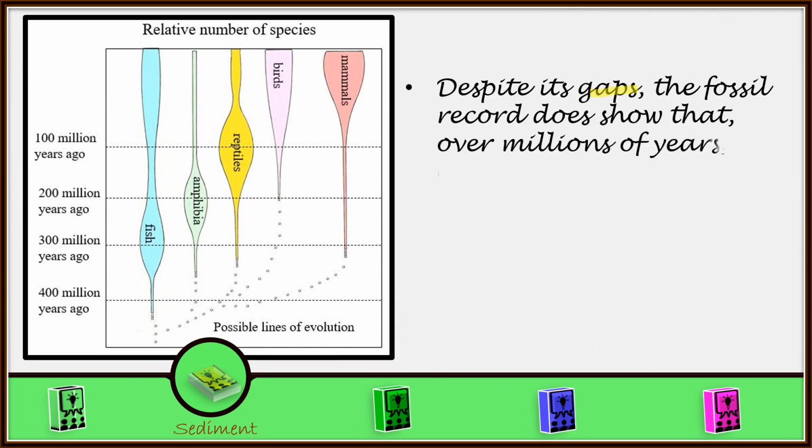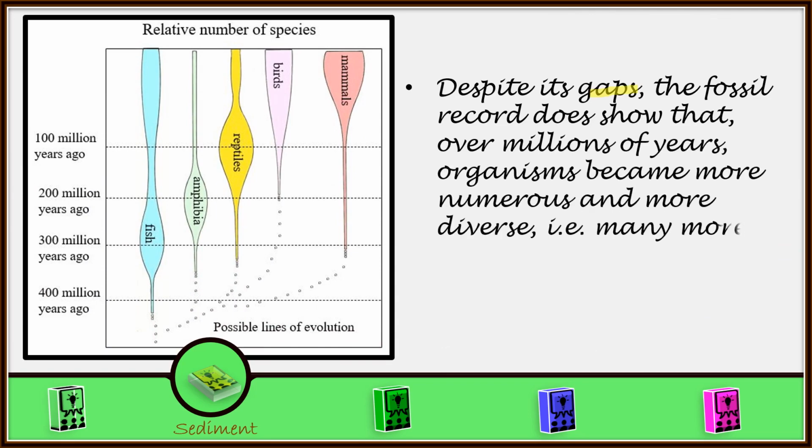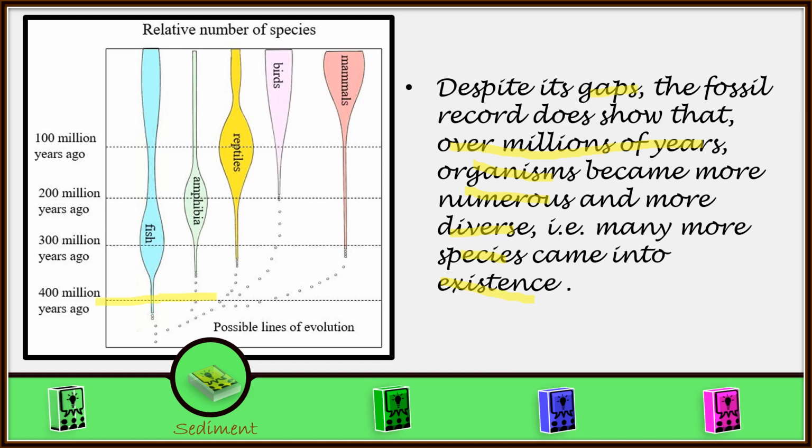Despite its gaps, the fossil record does show that over millions of years, organisms became more numerous and diverse, and many more species came into existence. So you will see that over millions of years, organisms were becoming more numerous and more diverse, and many more species were coming into existence as the years went on.